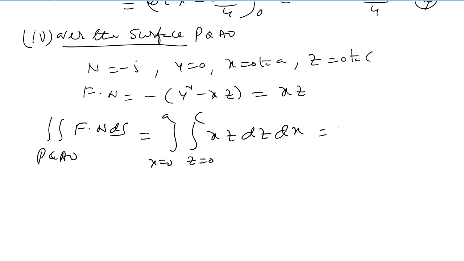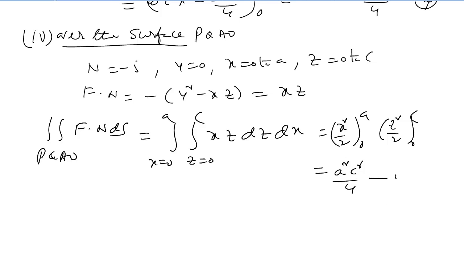So here integration is x square by 2 from 0 to a, z square by 2 from 0 to c. Now finally a square c square by 4, because both are independent variables, so we can separately integrate. Now this is the next value.